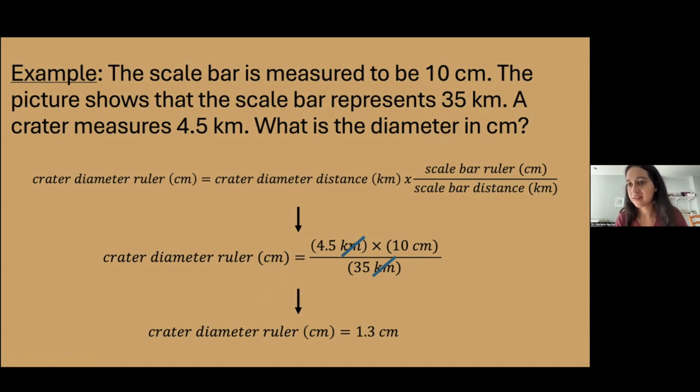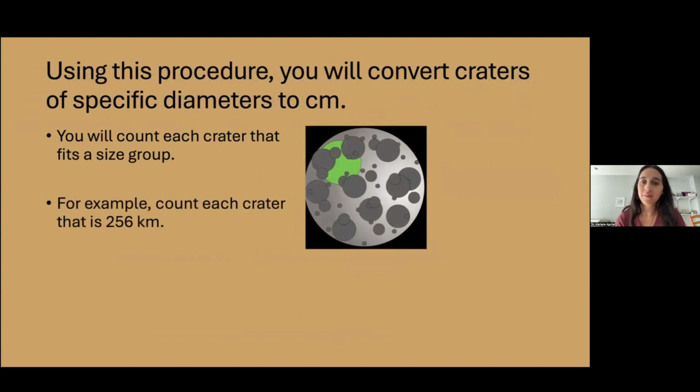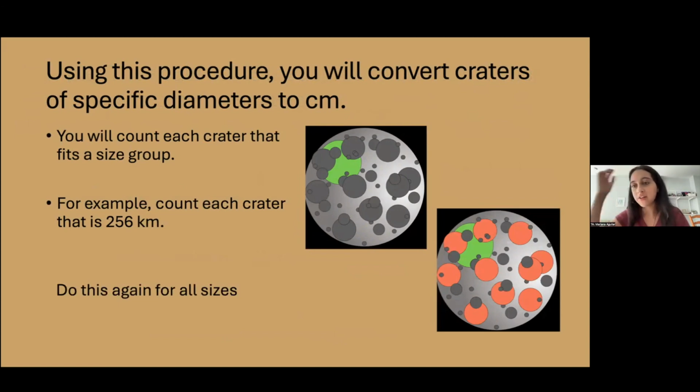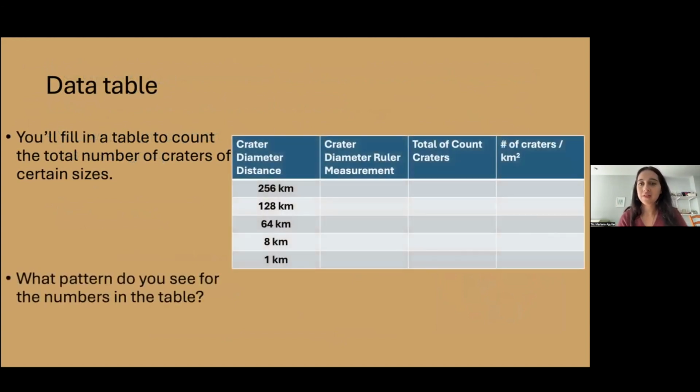Okay, does that make sense? Great. Cool. So we're going to be doing this exact procedure on your Mars paper. You're going to count each crater that fits in a specific size group. For example, you're going to be counting every crater that's 256 kilometers, and you're going to put that into a group, count the number of those. And you'll do this again for all the sizes of craters that you see on your picture. And so you're going to fill in a data table.